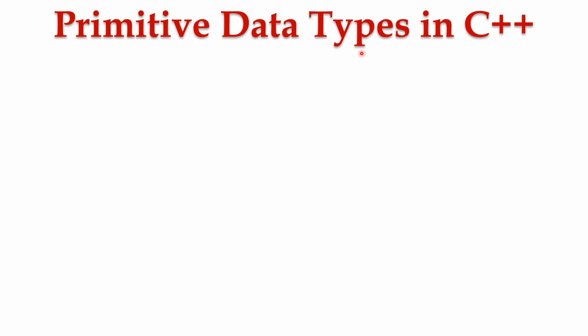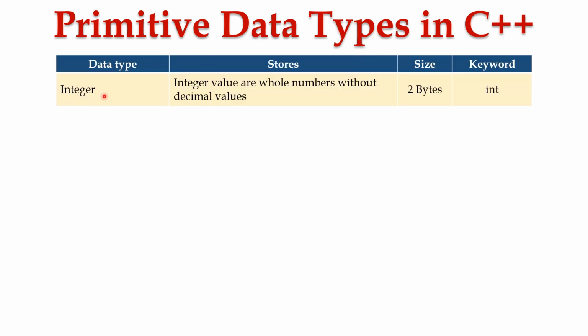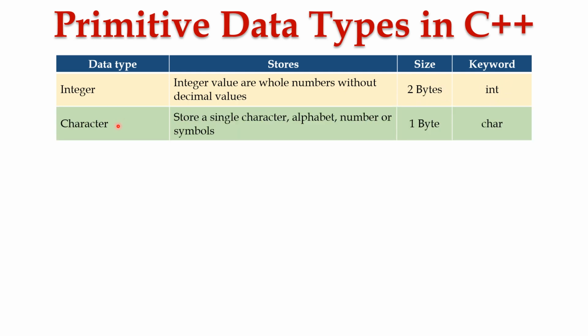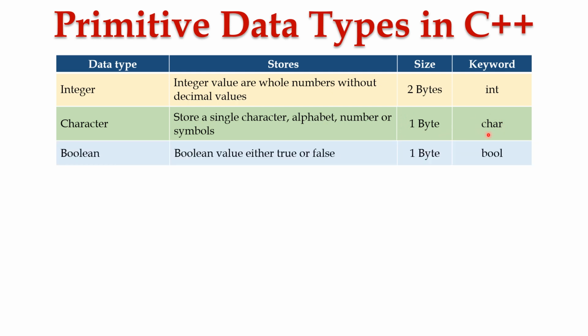Primitive data types in C++. Integer data type. They store integer values, which are whole numbers without decimal values. The size utilized is 2 bytes and the keyword is int. Character data types store a single character, alphabet, numbers, or symbols. Size utilized is 1 byte and the keyword used is char.